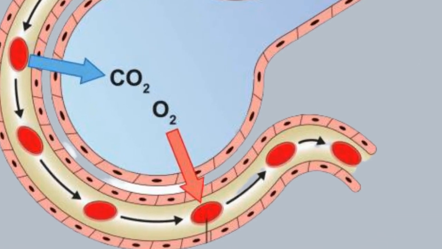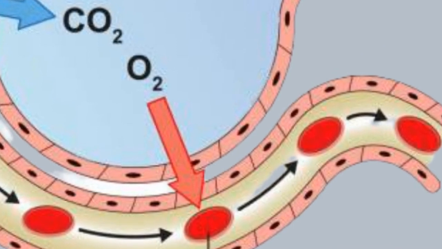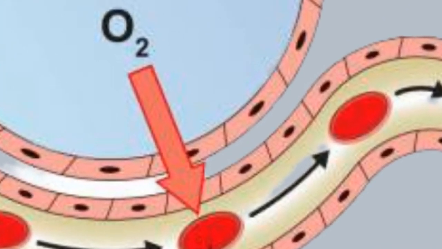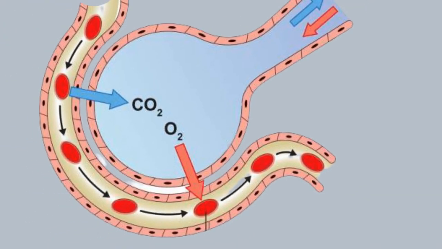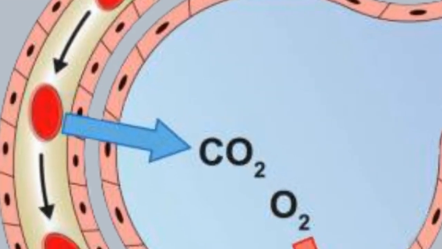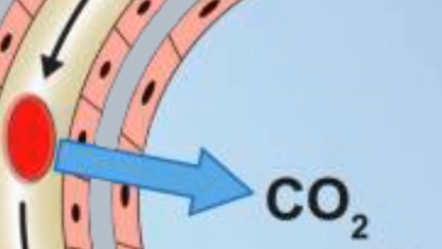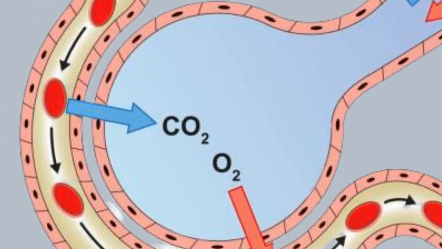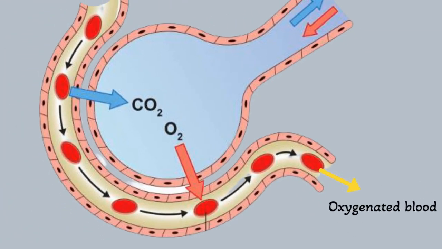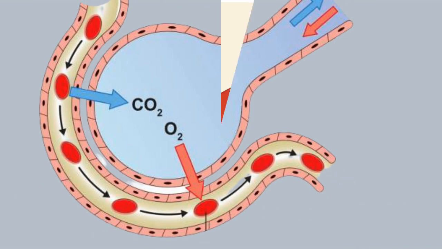Oxygen diffuses from the alveolus, aka the lungs, into the blood. This is because the air in the alveolus has a high concentration of oxygen, and the blood coming from the heart has a low concentration of oxygen. Carbon dioxide will diffuse from the blood into the alveolus, where it is then removed from the body via exhalation. This results in the blood becoming oxygenated.